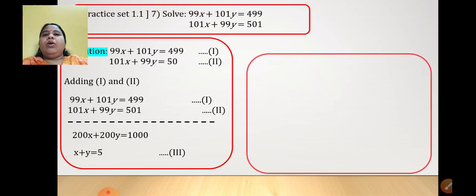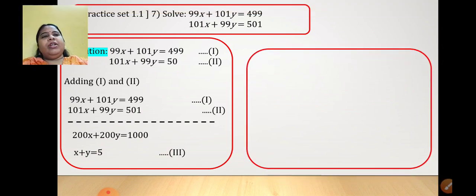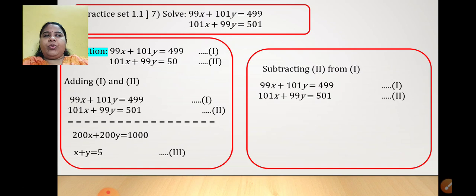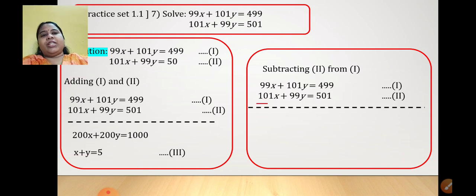What is left now? Subtraction. For subtraction, again take the same two equations. How to write also, that I have told you. Subtracting 2 from 1. So write equation number 1 and equation number 2. And while subtracting, a very important thing, we need to change the sign. So this 101x will now become minus 101x, 99y will become minus 99y, and 501 will become minus 501.